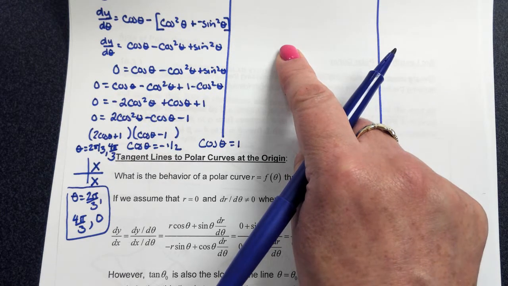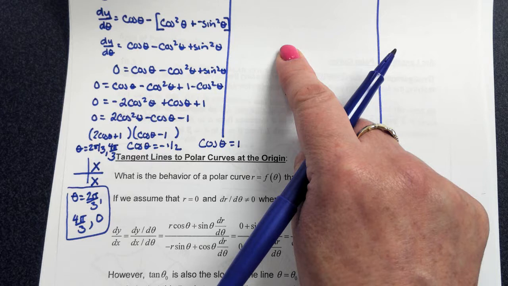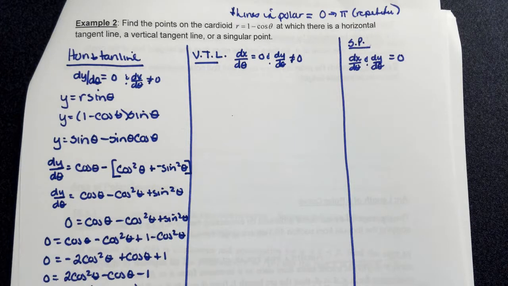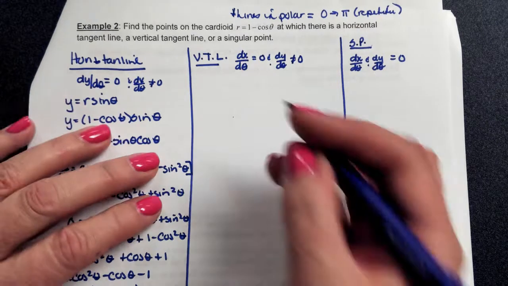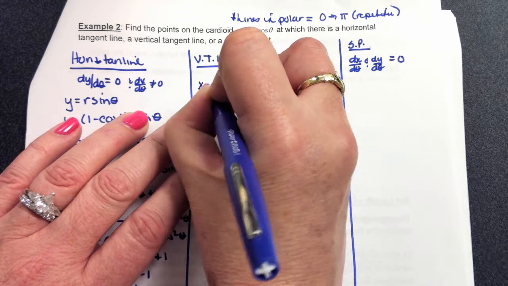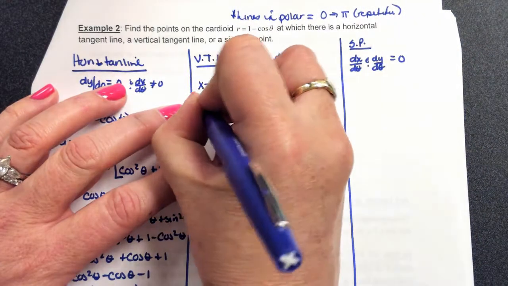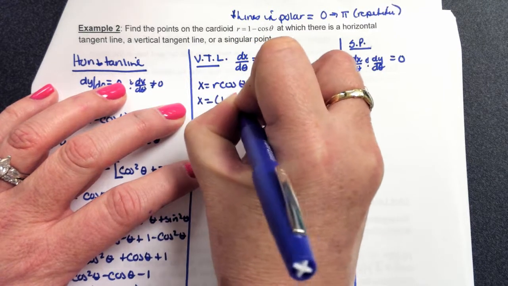We don't know if these are our final answers or not, because remember this is where we also need to verify that your dx d theta is not equal to 0 here. So when I go to find my vertical tangent lines, I'll know exactly where dx d theta is equal to 0. So now remember, in polar, x is equal to r cosine theta. So I can plug in my 1 minus cosine theta for r.